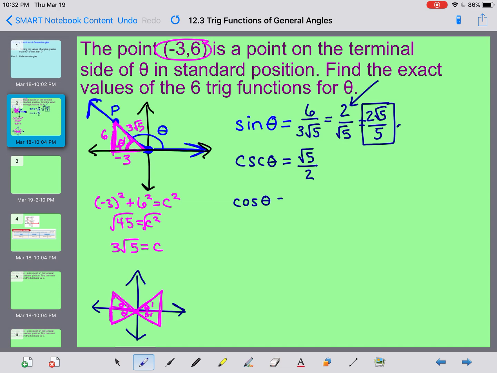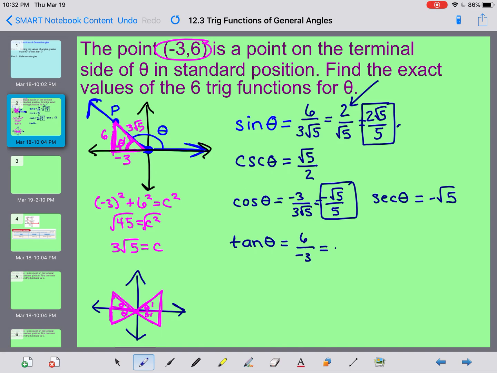Cosine of theta would be negative 3 over 3 root 5, which becomes negative root 5 over 5 once you simplify and rationalize it. Secant of theta is negative root 5. Tangent of theta is 6 over negative 3, which becomes negative 2. And cotangent of theta is negative 1/2.